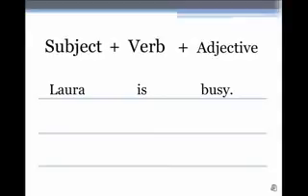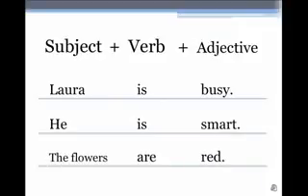Another sentence is, he is smart, and the flowers are red. Notice that these all have a being verb. That's because we are using an adjective.